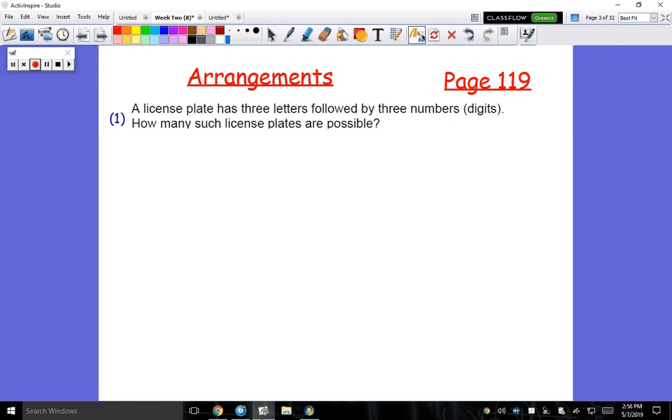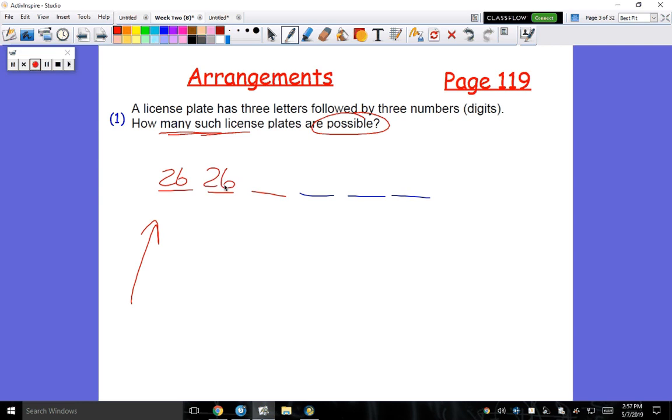All right, so here we go. A license plate has 3 letters, and then it has 3 numbers. How many such license plates are possible? Okay? How many different things can I choose from for the first placement value, if you will? 26. There are 26 letters in the alphabet, so there are 26 things that you could choose from for this first thing. How many for the second one?